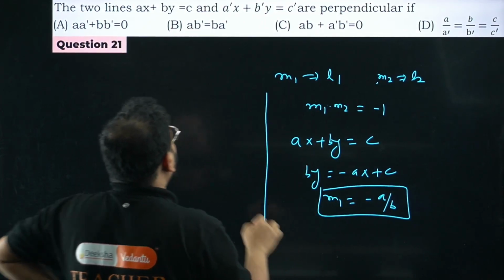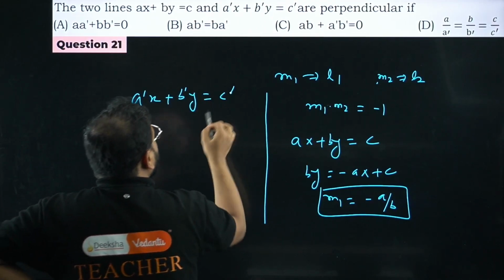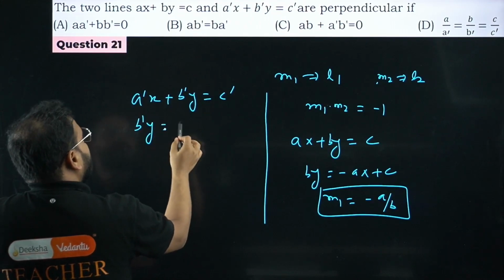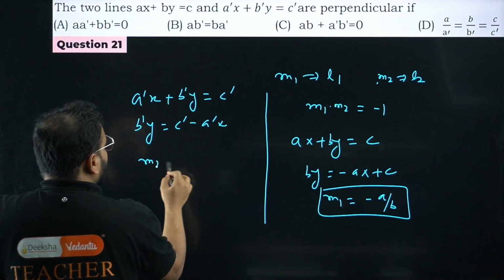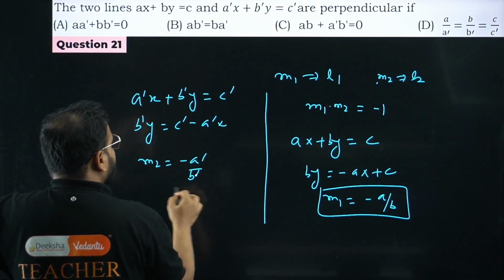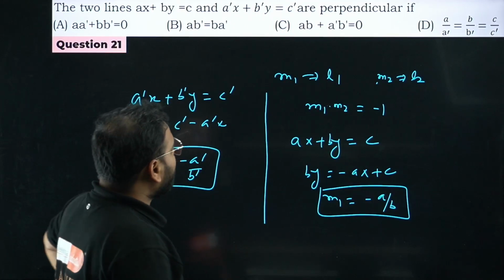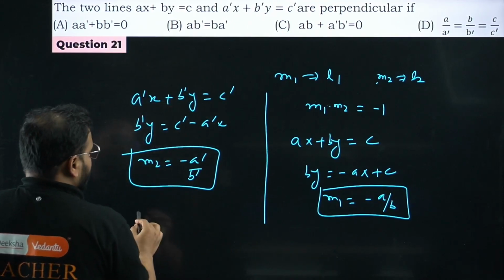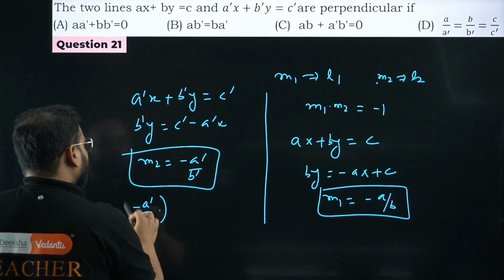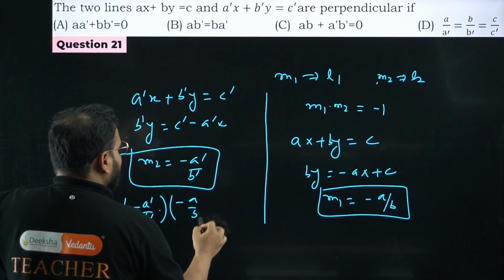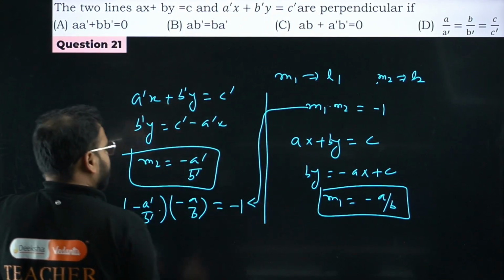Same way for the second line we have a dash x plus b dash y equals to c dash. Same thing you're gonna do, c dash minus a dash x. So your m2 will turn out to be minus a dash by b dash. Clear? What are we looking for? Their product has to be equal to minus 1. It means minus a dash by b dash into minus a by b has to be equal to minus 1.